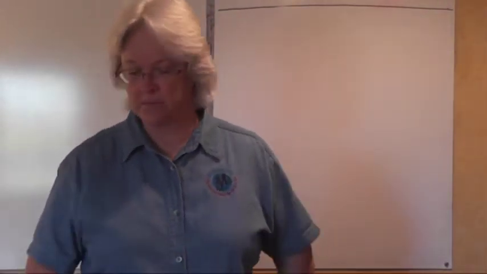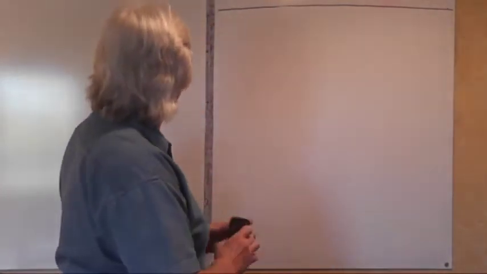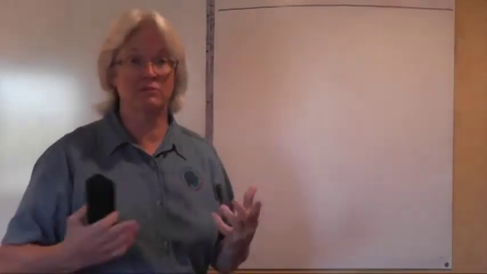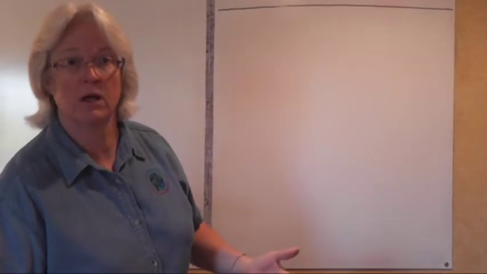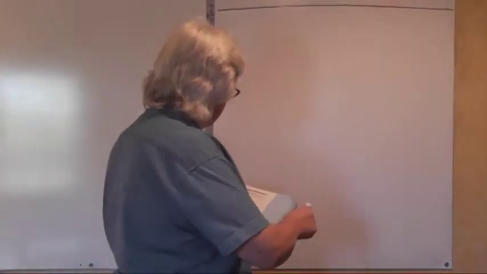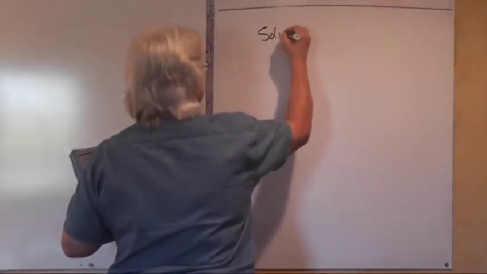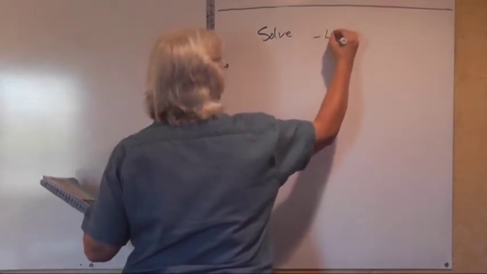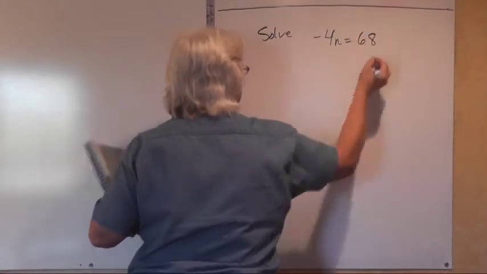So, let me go ahead and finish this chapter 4. It's very, very quick. There's nothing that we haven't already been working on. We're just applying, multiplying, dividing, adding, subtracting negative numbers. We say solve negative 4n is equal to 68.